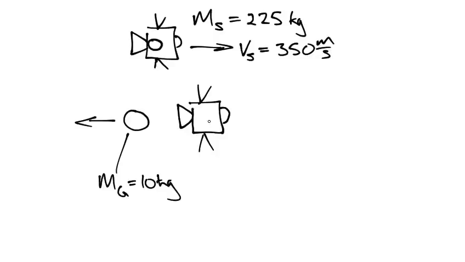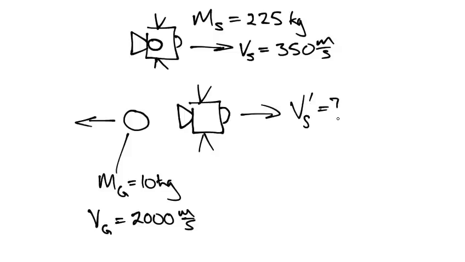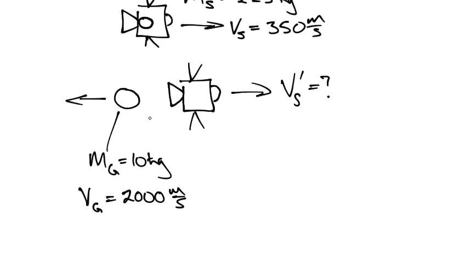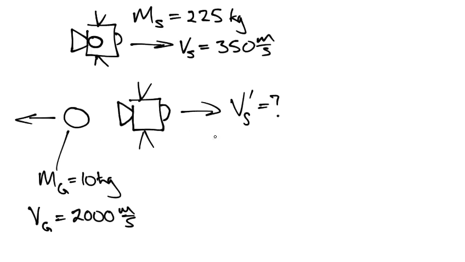The question is, after the gas is ejected out at a speed of 2,000 meters per second, that's how fast the gas is going when it comes out to the left, what is the new velocity of the satellite? That's what we want to know. So the way we're going to do this is we're going to use conservation of momentum. We're going to say pi equals pf.